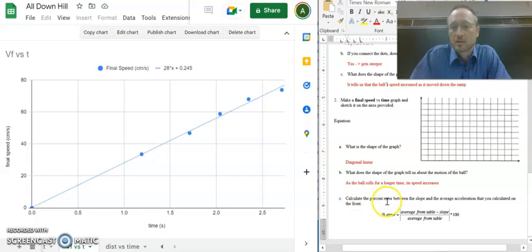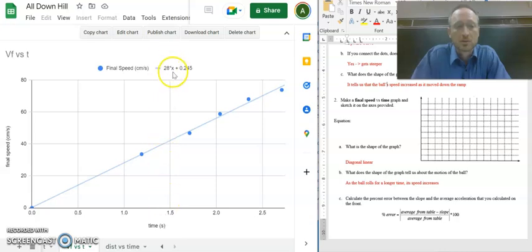All right, the slope of this graph, remember slope is change in y divided by change in x. And so this time the change in y is going to be measured in centimeters per second, and then we're going to divide that by seconds, which gives us centimeters per second squared. That's units of acceleration.